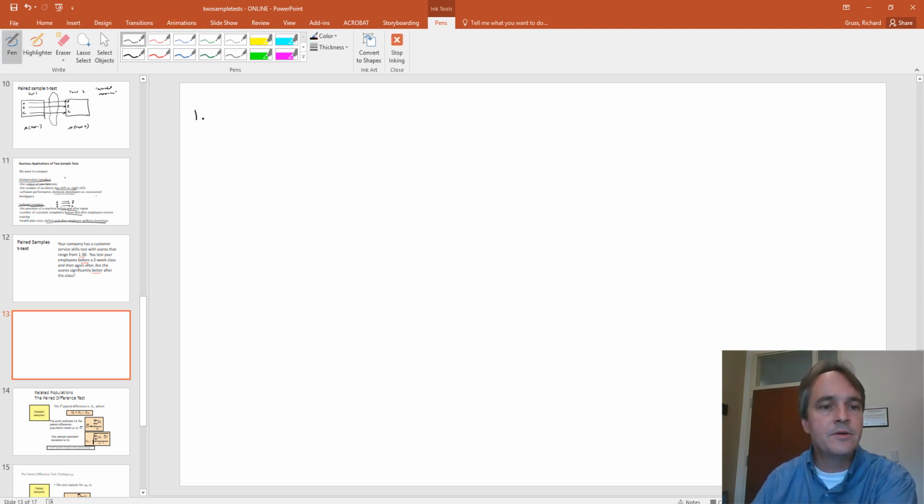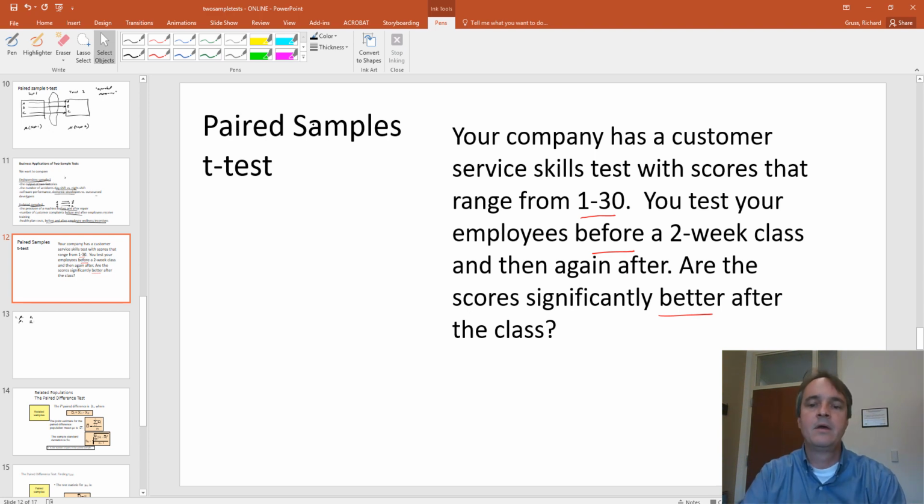Okay, so the first thing we need to do is to set up our null and alternative hypotheses. So again, we've got two different samples. We've got population 1, mean for population 1, and mean for population 2. And our null hypothesis, well, before we get to the null, let's think about what would be the alternative, because sometimes it's more helpful to work backwards. Let's go back to the problem. Are the scores significantly better after the class?